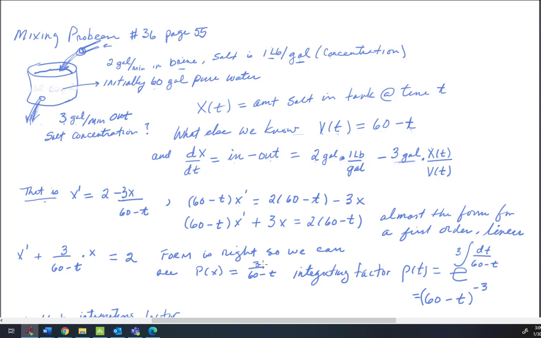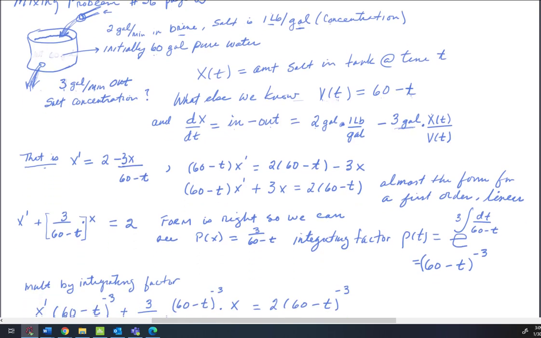And so I see that P of x is going to be 3 over 60 minus t. That's just an observation from looking right here and seeing what the coefficient of x is, 3 over 60 minus t. And so we know that the integrating factor can be found as rho of t, which is e to the integral p of t dt. And when I perform that integration, I get that rho is 60 minus t to the negative 3.